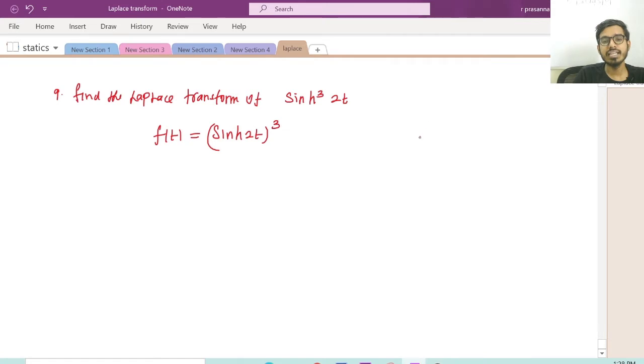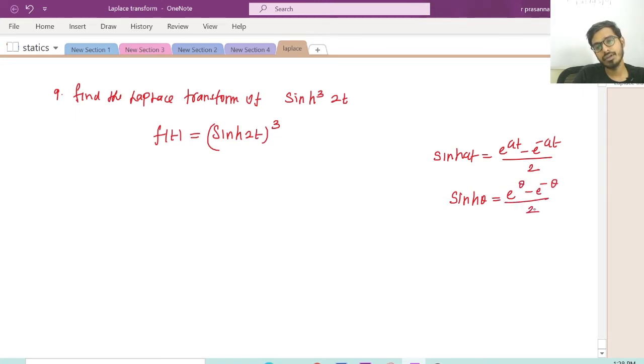Now what is sinh of at? My sinh of at formula will be e power at minus e power minus at divided by 2. This is the hyperbolic sine formula. In general, sinh theta is equal to e power theta minus e power minus theta divided by 2. So here we have sinh 2t, which will be the same as e power 2t minus e power minus 2t divided by 2, whole cube. I'm just replacing theta by 2t, or you can also use this formula and replace a by 2. Both are the same.